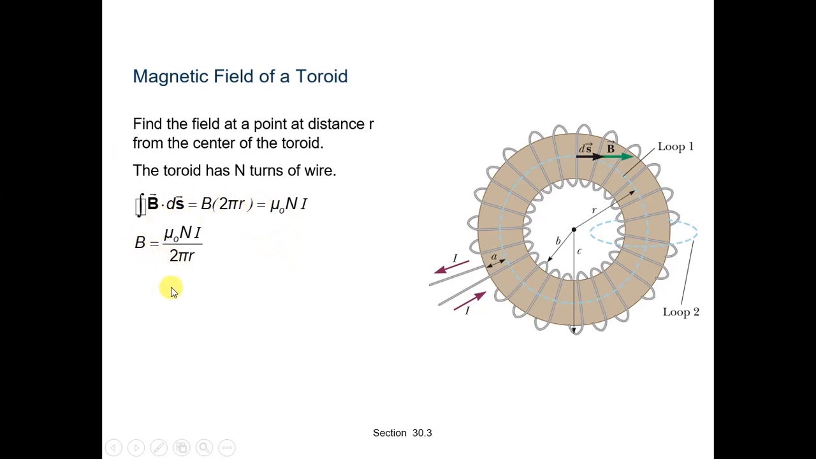We shall now compare the two results for a toroid and a solenoid. We re-express the toroid result to make the comparison easier with the solenoid result. Let R be the average radius of the toroid and n be the number of turns per unit length. Then N is equal to 2 pi R times n, the average perimeter of the toroid multiplied by the number of turns per unit length. Thus B is equal to mu 0 n I.